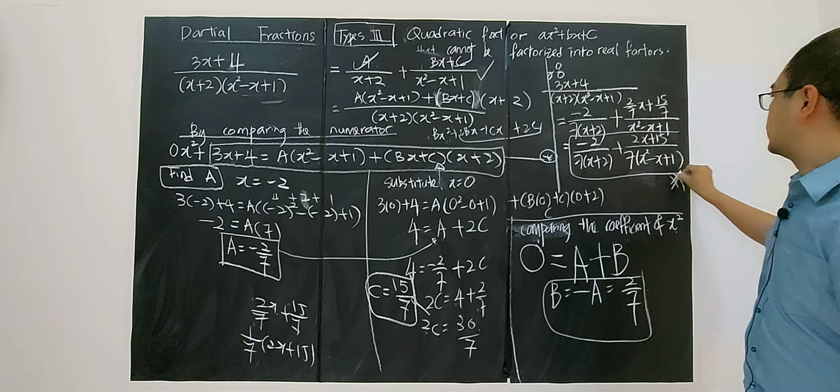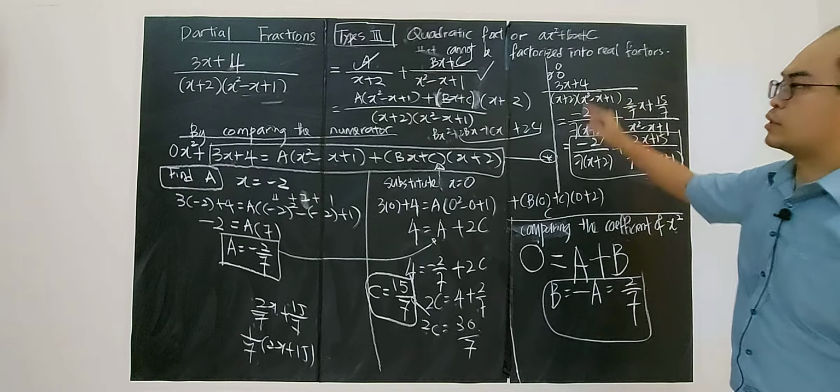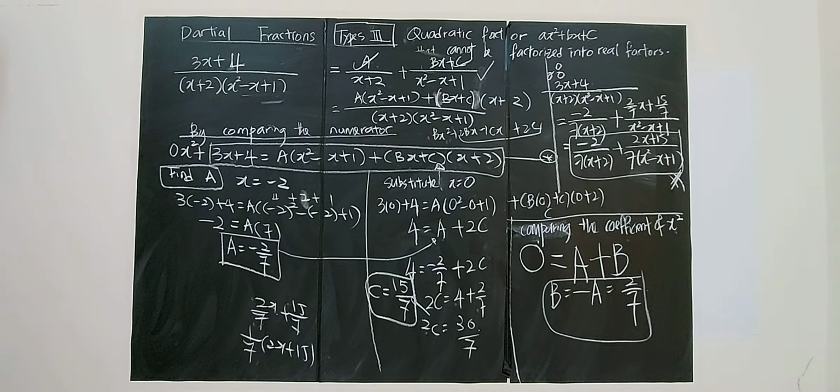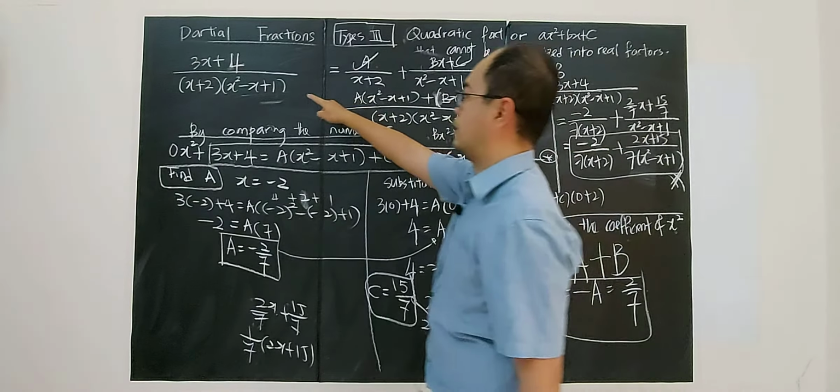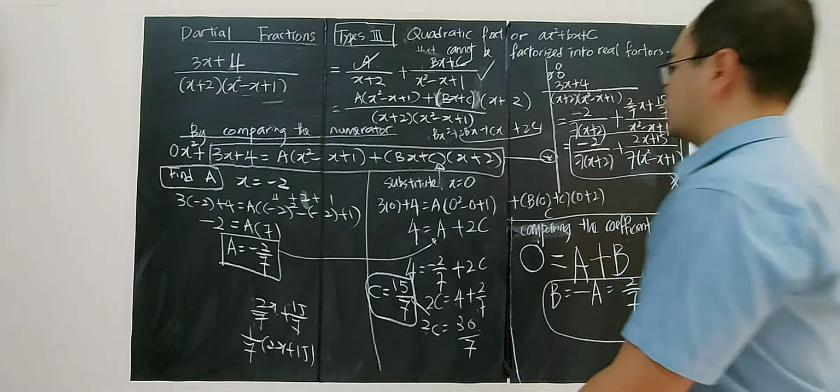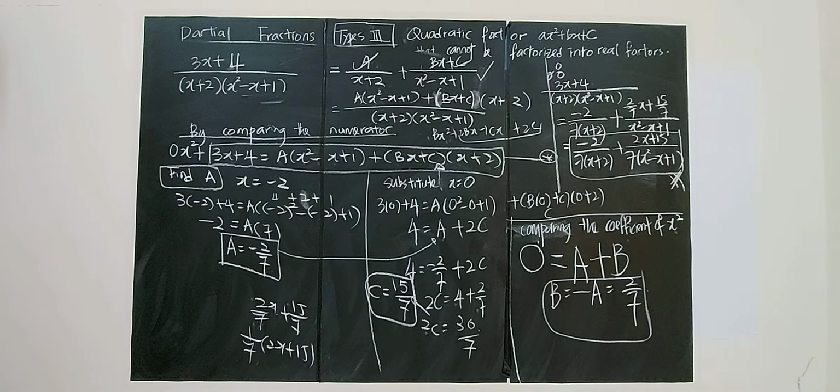Can you see that? This is the partial fraction for this rational polynomial function with a quadratic factor that cannot be factorized. Alright, so I hope you understand about this video.